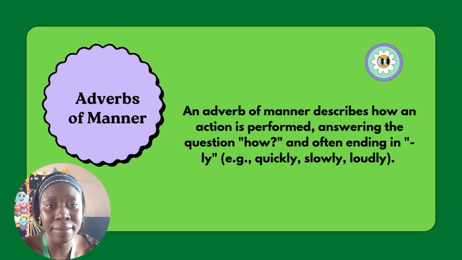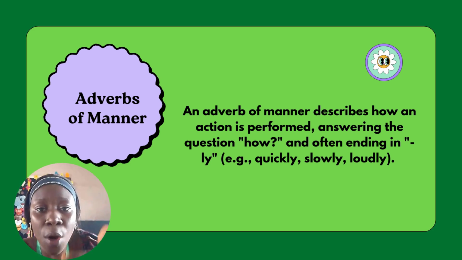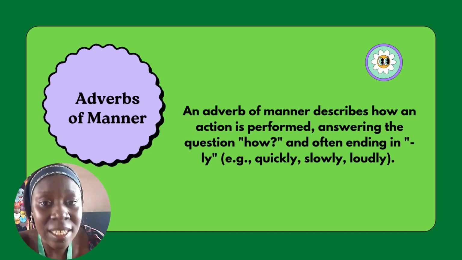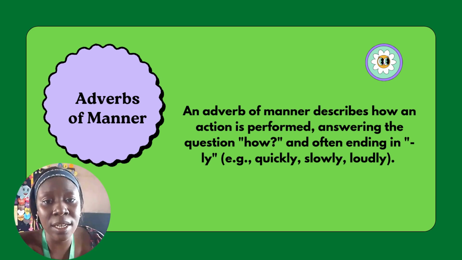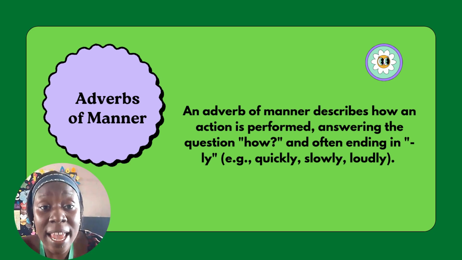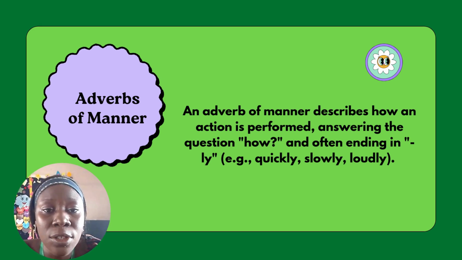E.g., quickly. How did this boy run? He ran quickly. Slowly. He did his job slowly. Loudly. He sings loudly. So adverb describes a sentence. It tells us more about the sentence. So let's move on to the next slide.